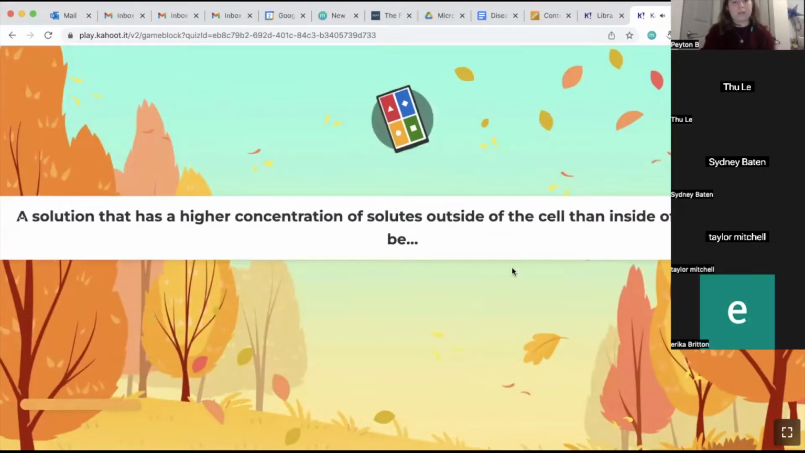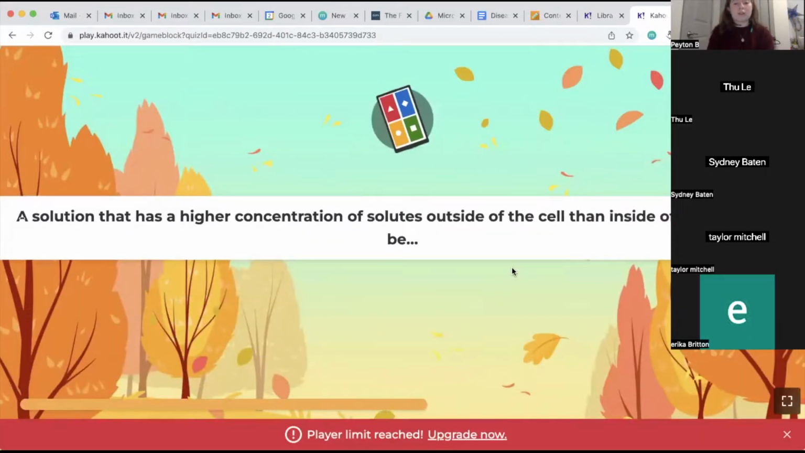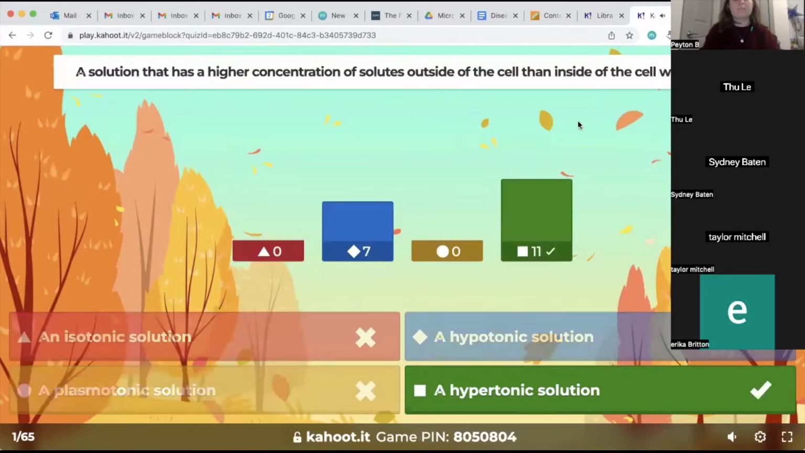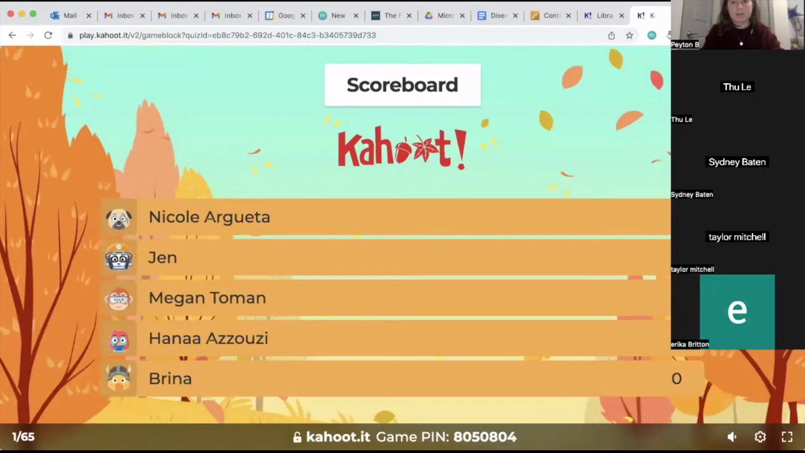A solution that has a higher concentration of solutes outside of the cell than inside its cell would be what kind of solution? Can you exit on the top right where it says player limit so we could read the question? Yes, thank you. All right, yep, it is a hypertonic solution. Very, very good job, guys.